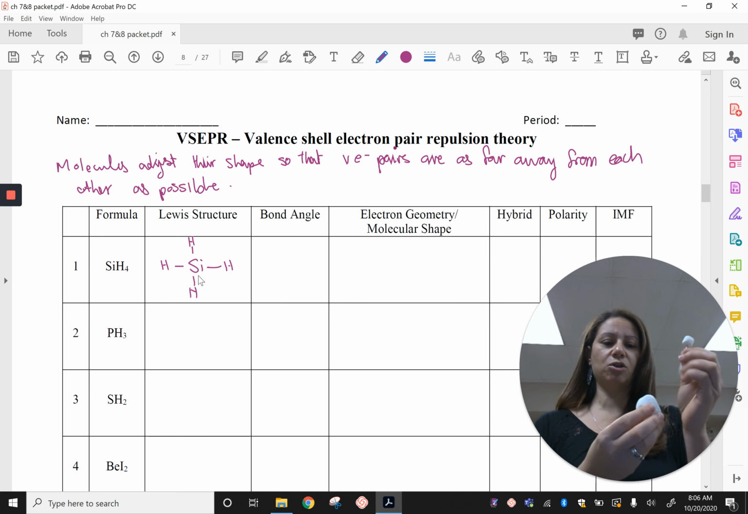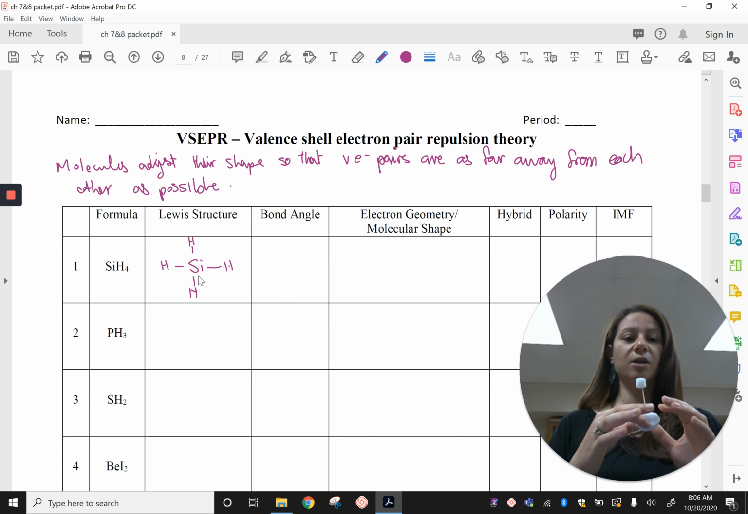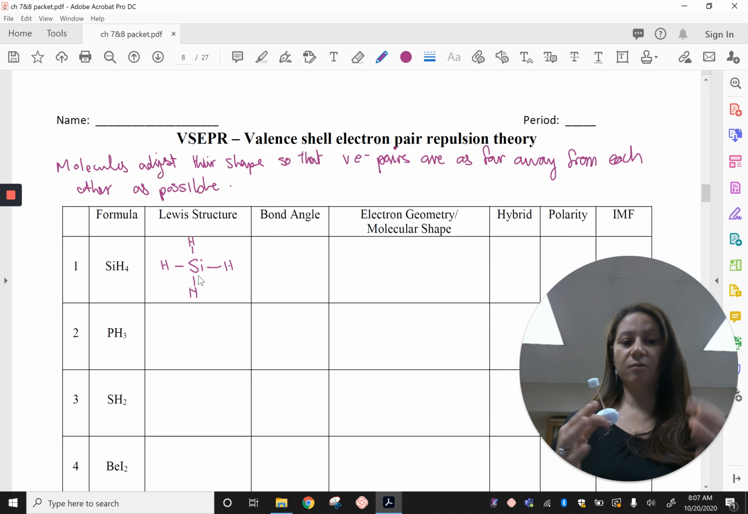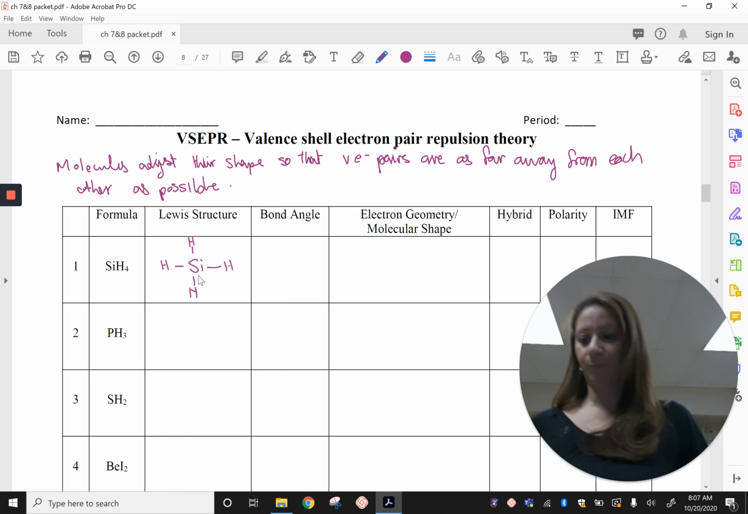So you're going to stick the hydrogens onto the silicon. You want to do 4 of these. And you want them to be as far away from each other as possible. So again, pause the video. Try to make it into a shape that would make these 4 bonds as far away from each other as possible.